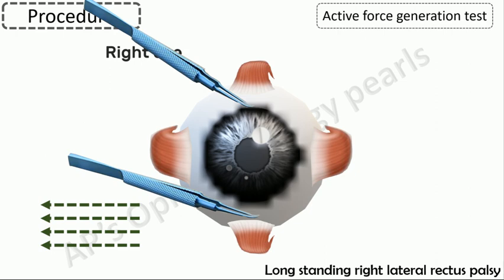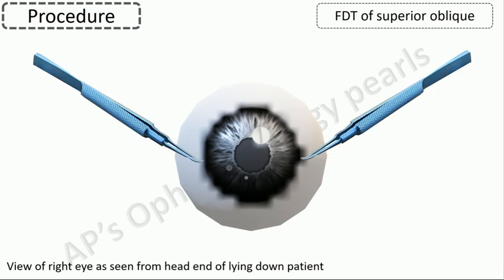A weak or absent tug suggests the presence of a muscle weakness or a paretic component. This force may be compared with that of the other muscles. One can also use the same muscle in the other eye for comparison when in doubt. The active force generation test may be performed either before or after a force duction test.